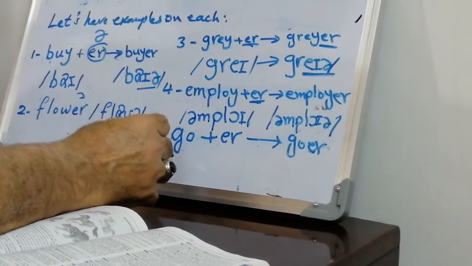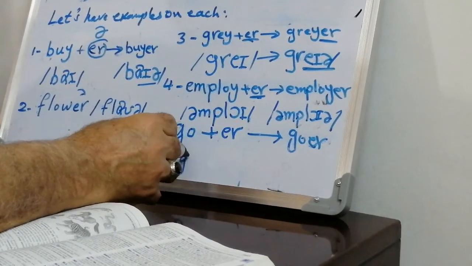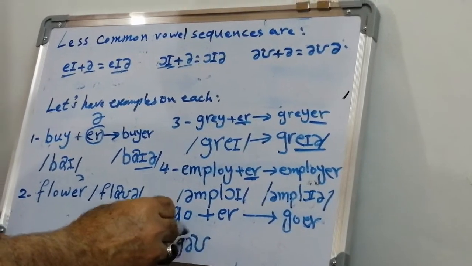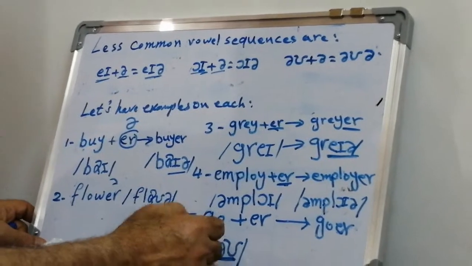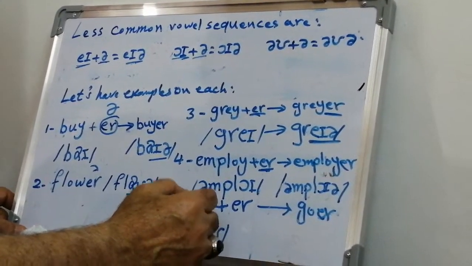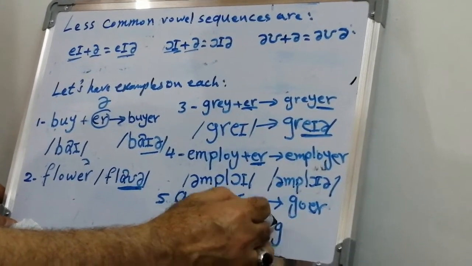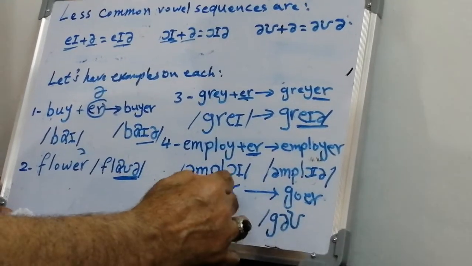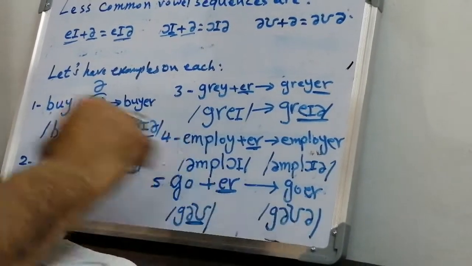The last one is in "go". This word "go" has the diphthong "eu". You remember this diphthong, as in go, as in no, as in show. Plus "er", it's going to be "goer". Goer is transcribed with this diphthong, then this "er" is represented as a schwa.